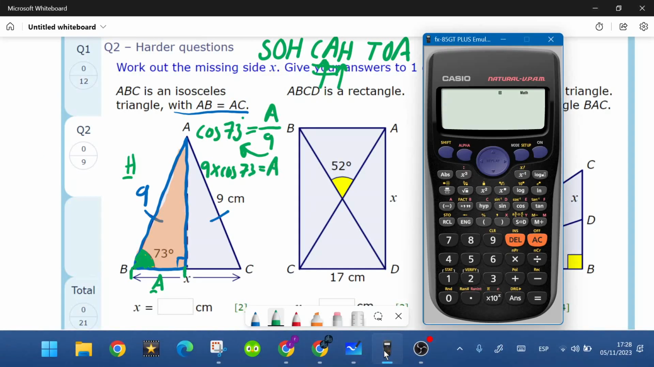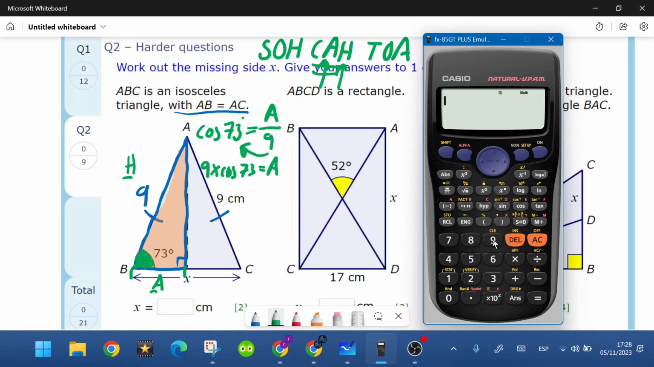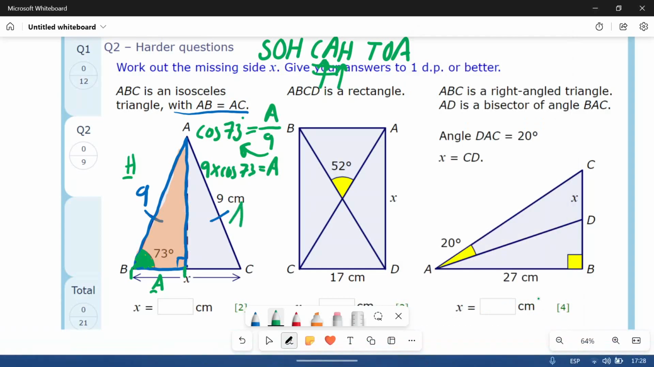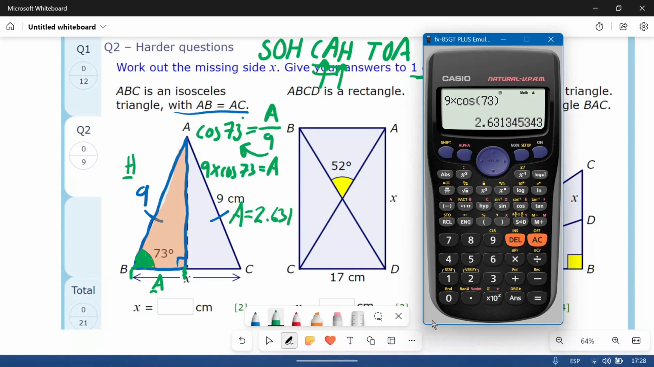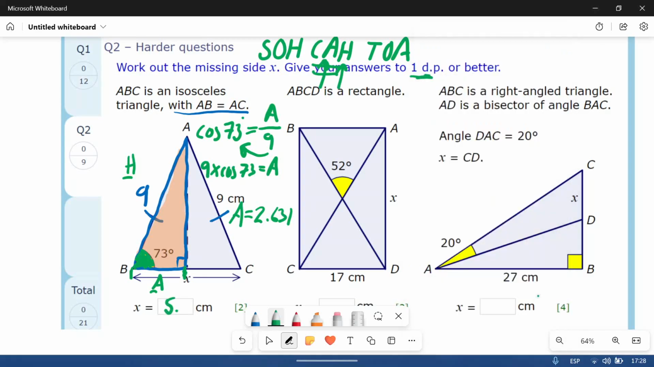So we grab our calculator. We put in 9 times cos 73. Answer 2.631. So A equals 2.631. Alright, it says give the answer to 1 decimal place or better. Well, of course A is only half. So first what we need to do is double it, so we times it by 2. And then with 1 decimal place, 5.26 will round to 5.3.